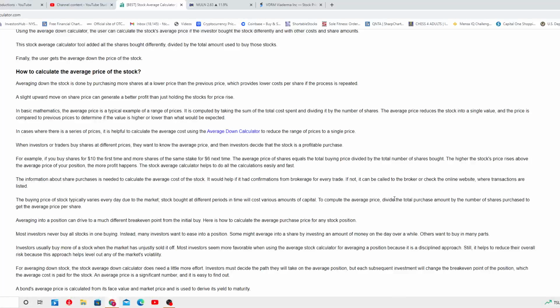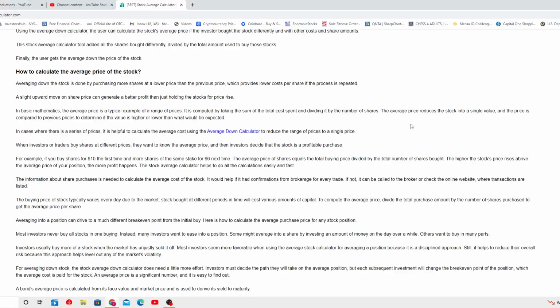So, for example, if you buy shares for $10 the first time, and more shares of the same stock for $6 next time, let's say you buy shares at $10, and then you leave it in there for a few days, and then later on the price drops to $6, and then you add more shares at $6. That's what it's trying to say.